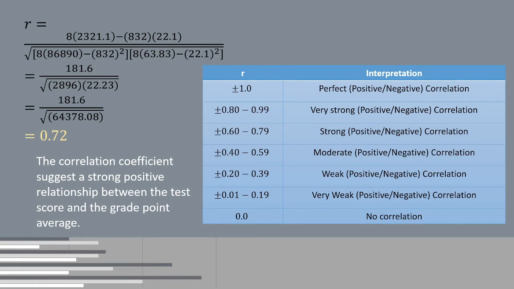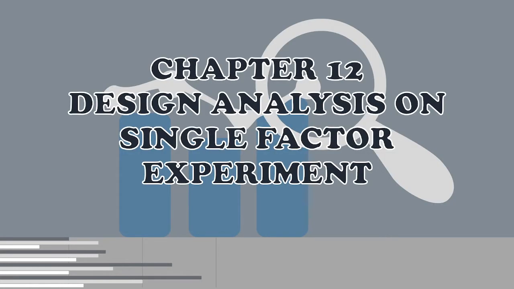And for the last chapter, chapter 12, design analysis on single factor experiment. The topic for this chapter is completely randomized single factor experiment. The subtopic for this topic is tensile strength. Tensile strength is the resistance to the lengthwise stress, measured by the greatest load in weight per unit area, pulling in the direction of length, that a given substance can bear without tearing apart.